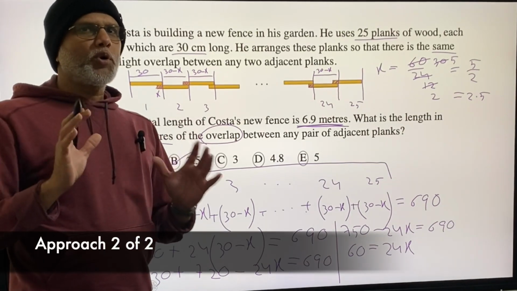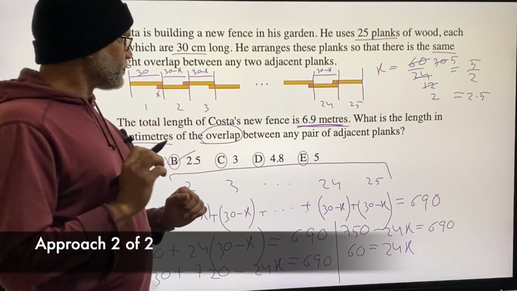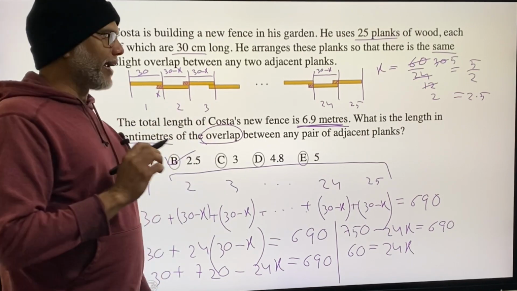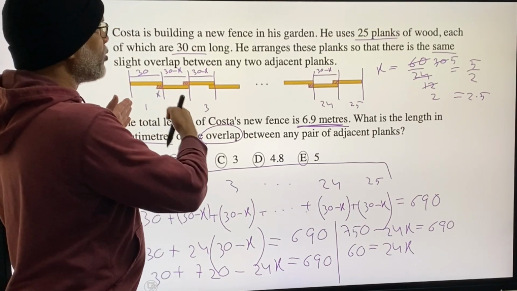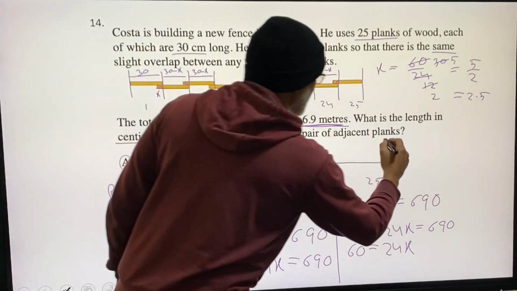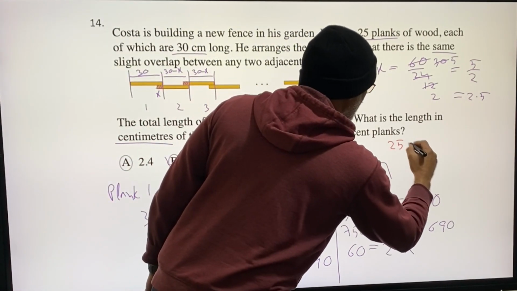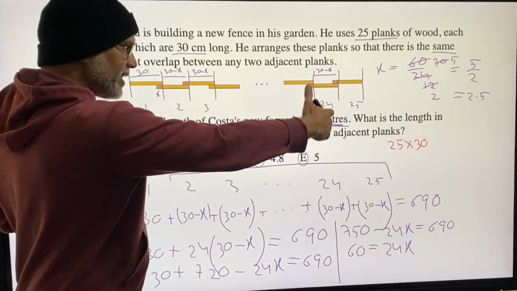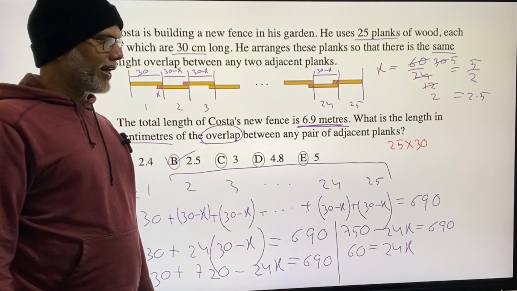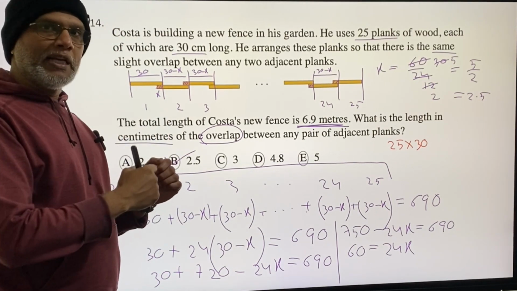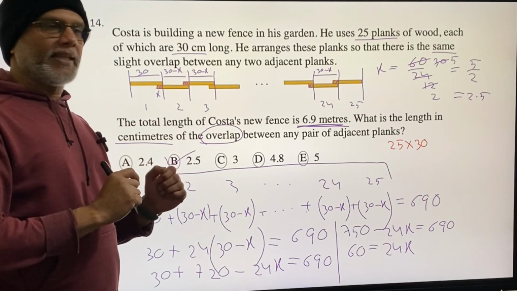There is one more way to think about this problem. Let's say if there was no overlap, right? So if you lay down all the 25 planks next to each other, that would be 25 times 30. That is how long it will be, right? But there is some overlap, right? So I have to subtract away that length.